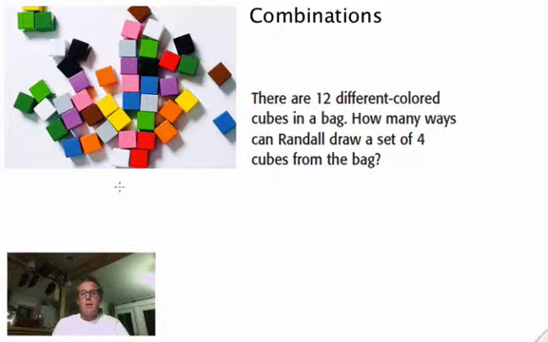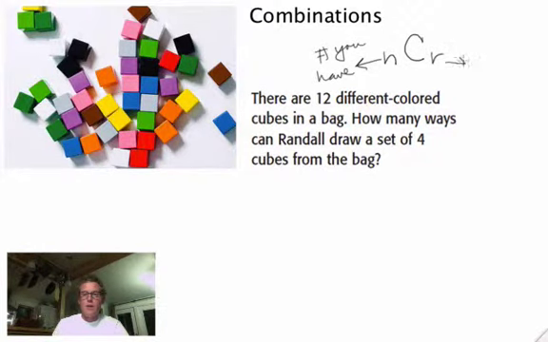Lastly, let's talk about combinations. With combinations, they're very similar to permutations, and the way that you can write those is with an n, and then instead of a p, we'll use a c. So n, c, and then r. And n is the total number you have, so number you have, and r is the number you want.